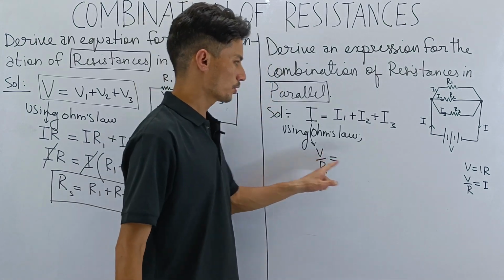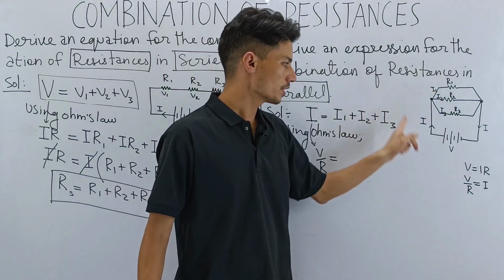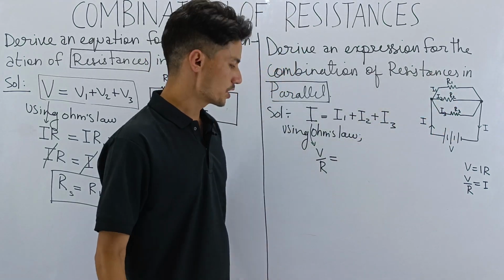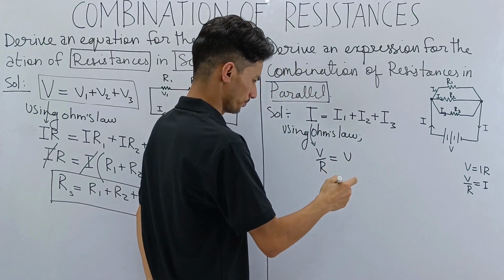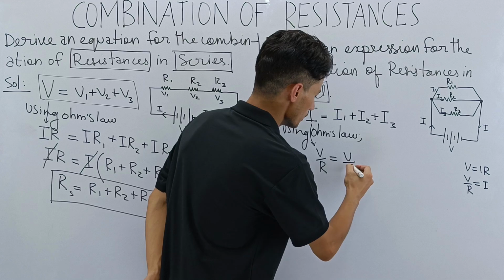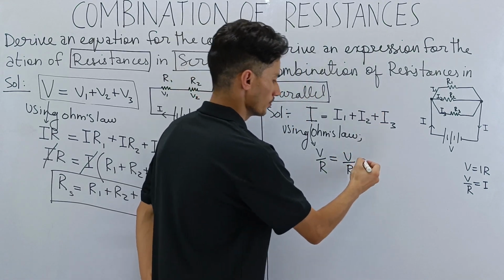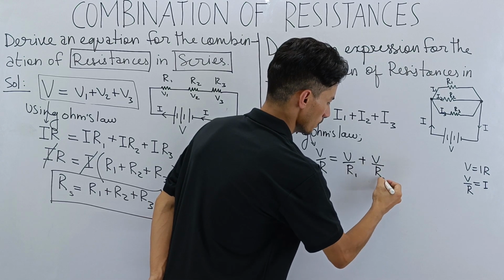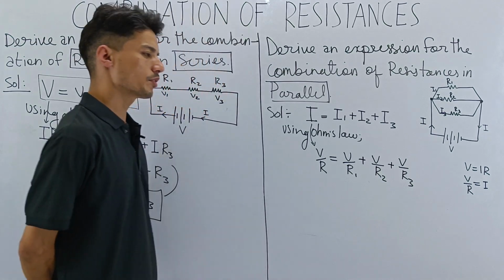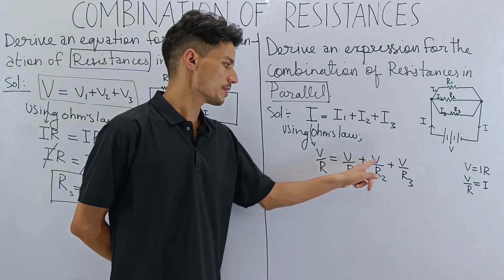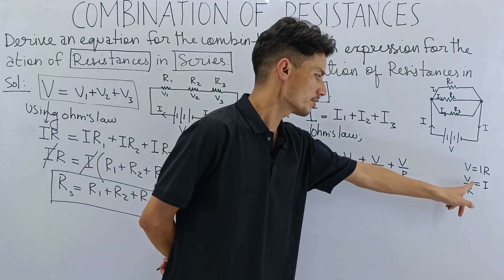Okay, V, the potential difference for the entire system, and R, whose formula we are going to find. R is the equivalent resistance for the combination. I1 will be V by R1, since voltage remains the same. I2 will be V by R2, I3 will be V by R3. Yes or no? This is how it will be, isn't it? The voltage remains the same, resistances are different, R1, R2, R3. The formula is like this only, V by R.